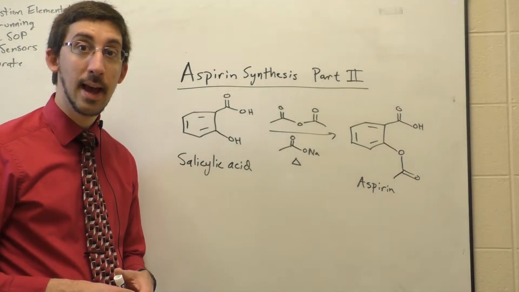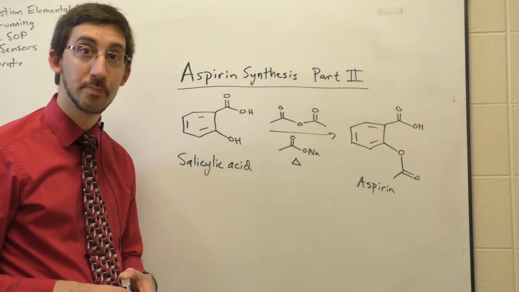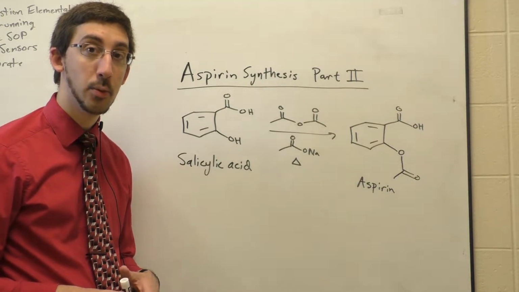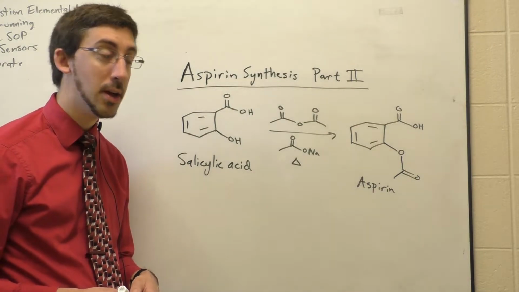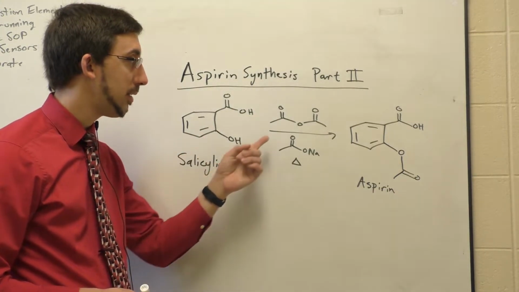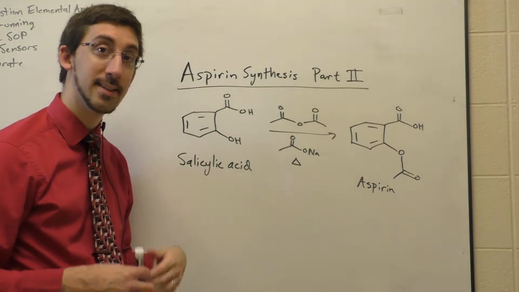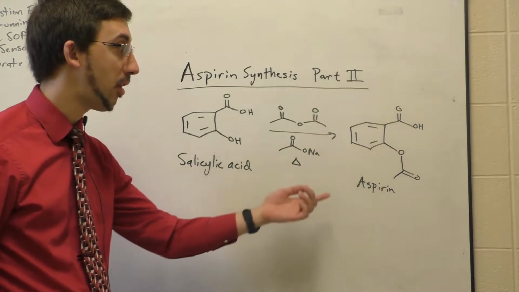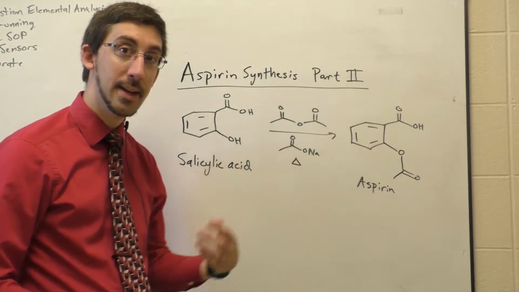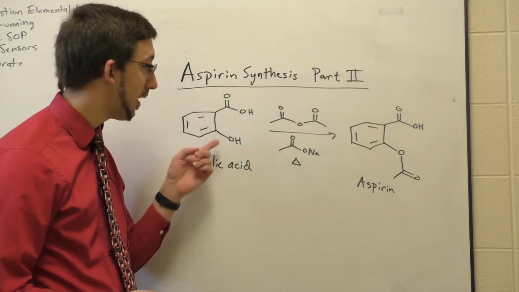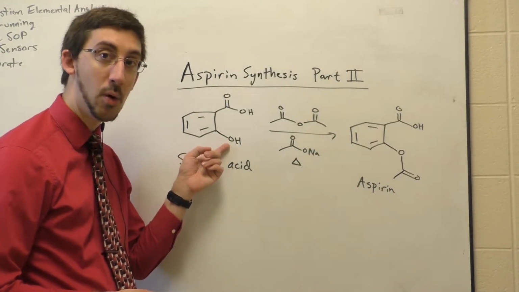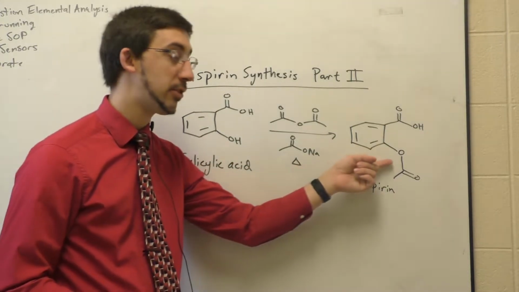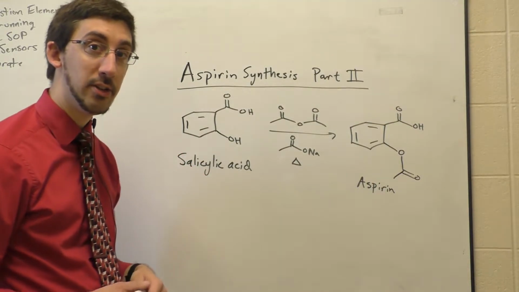So now we get to the actual synthesis of aspirin. We're going to take the salicylic acid that we prepared in the first part and react it with acetic anhydride, essentially acetylate it, to produce our aspirin product. The net transformation going on here is taking the phenol, or the aromatic alcohol, and converting it into an ester group. Now this reaction is actually very simple.